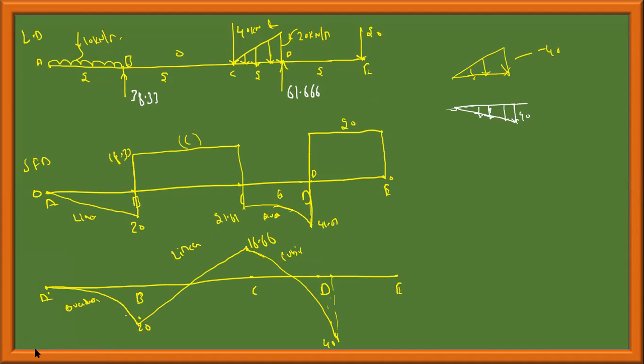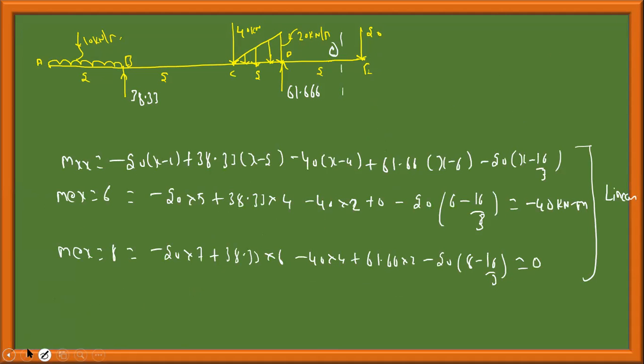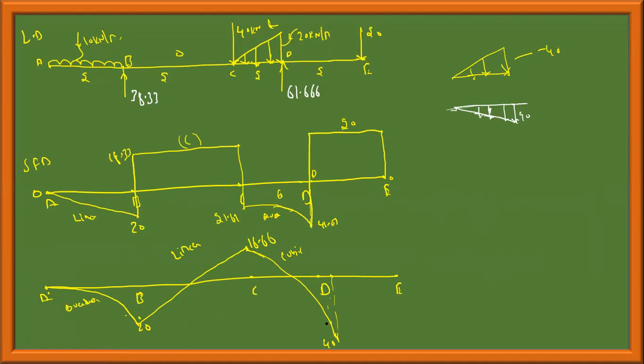Bending moment is linear, which is minus 40 and 0. Minus 40 we got it here at x is equal to 6, and this is 0. Since this is constant, this has to be linear. 0, linear.